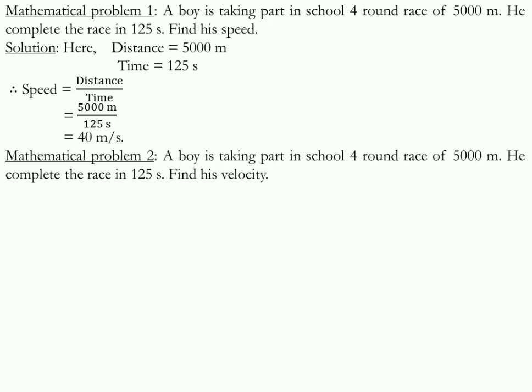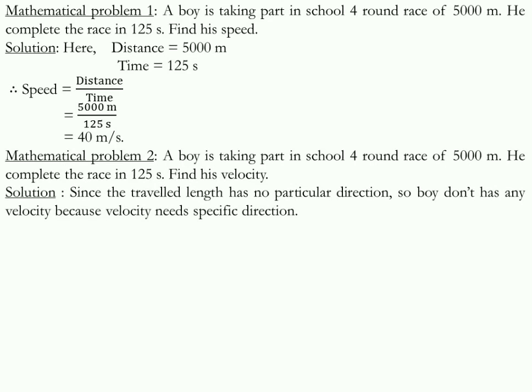So the boy doesn't have a displacement. That is why we can't say he has any velocity. Since the travel length has no particular direction, the boy doesn't have any velocity, because velocity needs a specific direction. If we don't find any specific direction, then we can't say it's velocity.